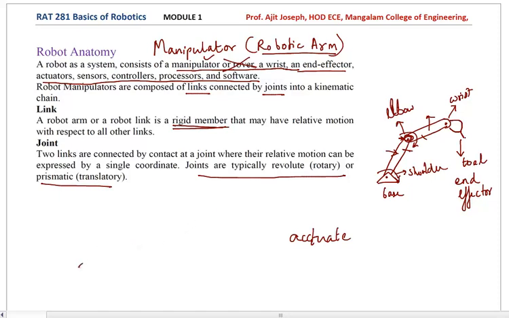For example, suppose I have a link here and another link here, and there is a joint. Now the movement of this may be in this direction. Okay, so this is a rotary joint. Why? Because it is moving in an angular fashion. So whenever you have movement in an angular fashion, it is called rotary motion.